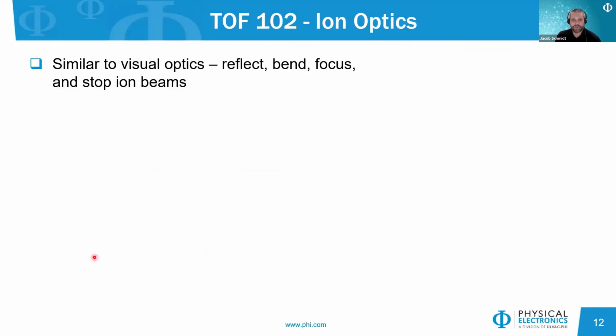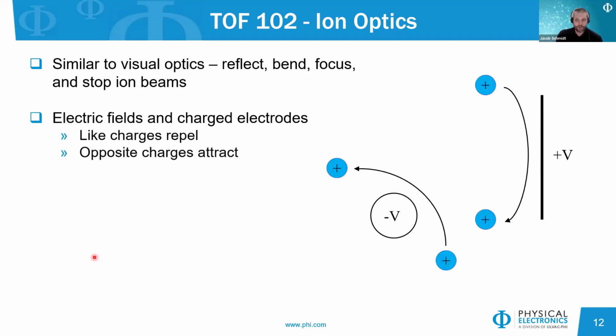So now we'll begin the topic of today's webinar, ion optics. Ion optics are similar to visual optics in that they can reflect, bend, focus, and stop ion beams. How they're different than visual optics is that they will use charged electrodes and electric fields to manipulate the ion beams. The fundamental principle of ion optics is that like charges will repel and opposite charges attract.